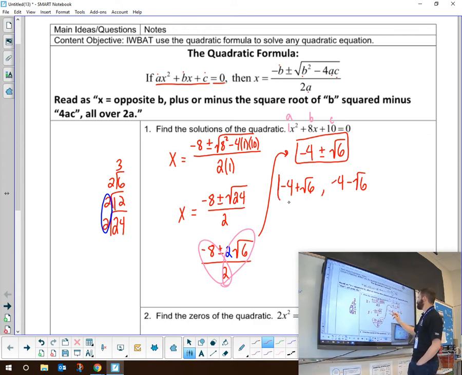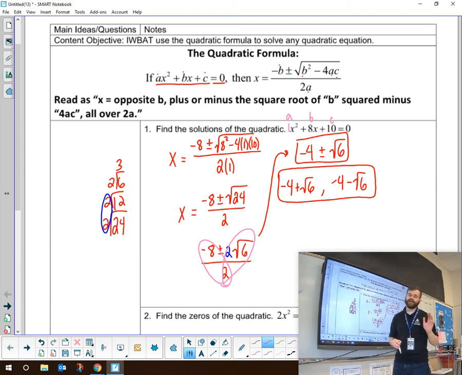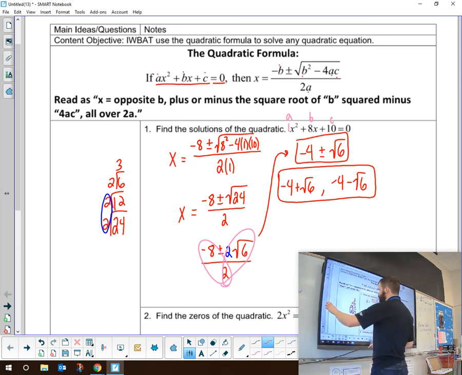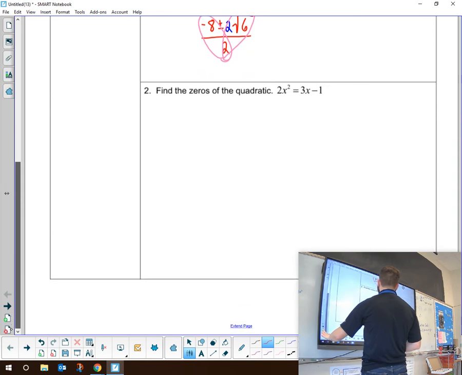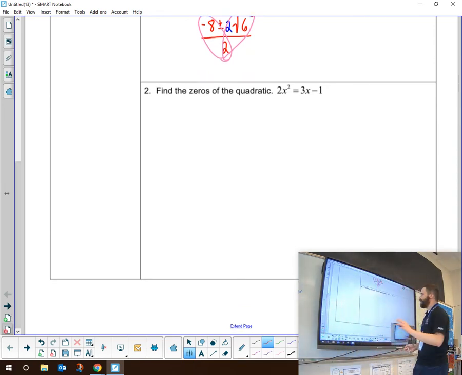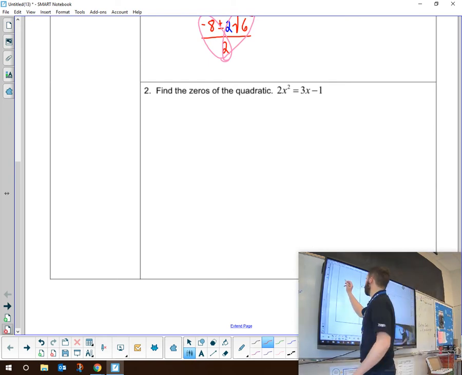So you can either write your answer as one big thing like this, plus or minus, or you can write it as two separate ones. It's really up to you, okay? All right, let's move on to number 2. Let's get more practice. We're just plugging into the quadratic formula and going from there. Now remember, we need to write it first in standard form.